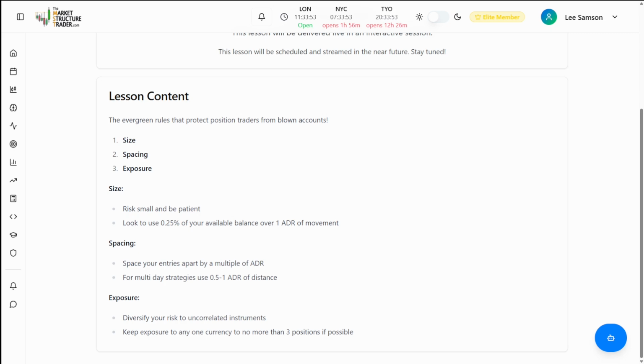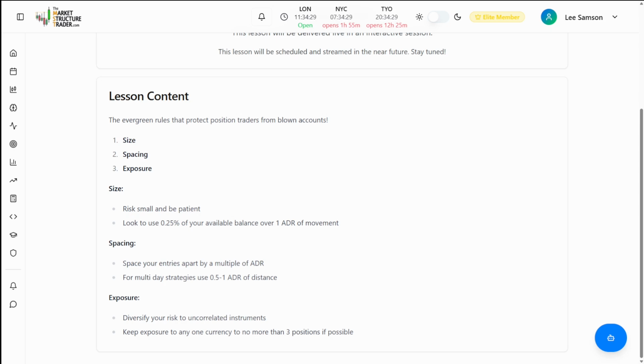Rule number 2 is spacing. You need to space your entries apart by a multiple of ADR. For multi-day position trading strategies, which is what we tend to focus on, you can use somewhere between 0.5 to 1 ADR of distance between your entries. This allows the market to breathe and move throughout the day and tell you whether or not it has any indication of going in your desired direction. If it does, we can obviously take the profit on the trade. If it doesn't, we can wait for the market to move and then scale in with more positions.